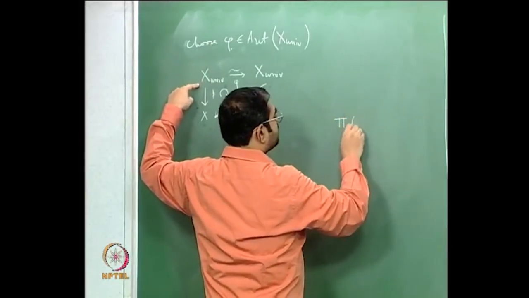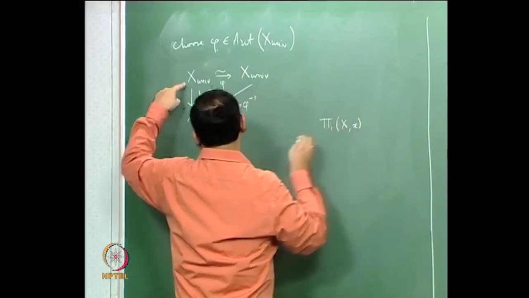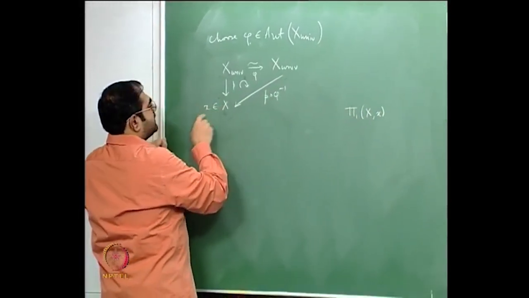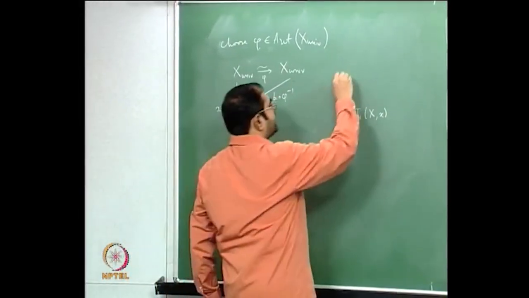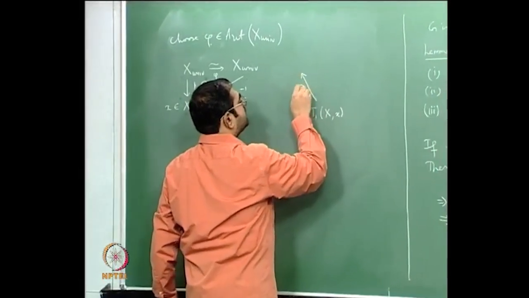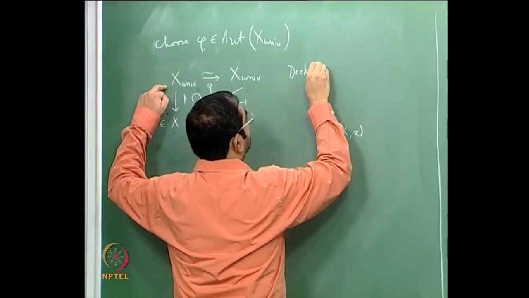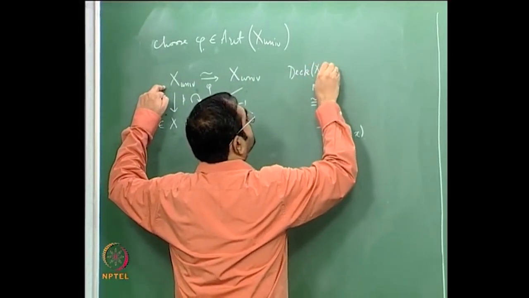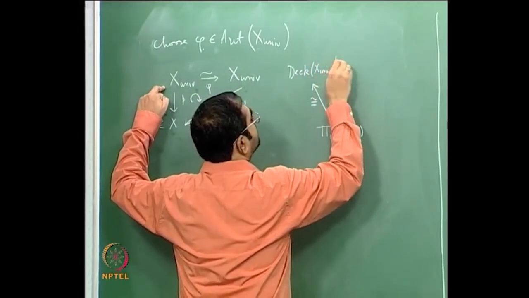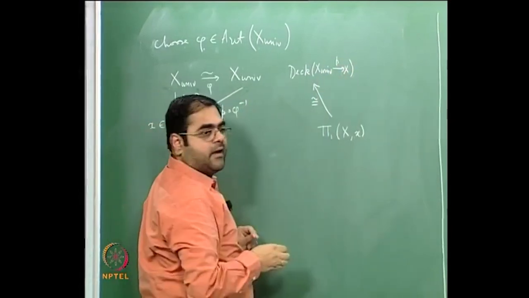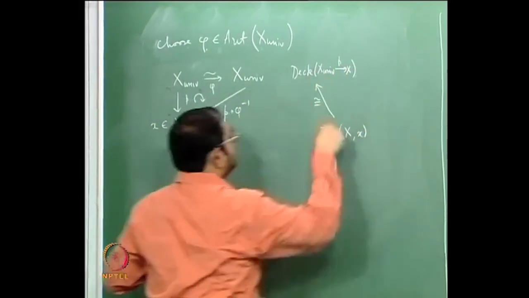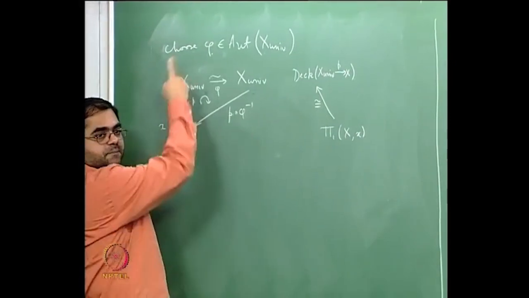So I have the fundamental group of capital X based at small x, so I fix a point small x in capital X, and this is identified with the Deck transformation group of this covering X univ to X by p, and this identification is because of this covering.